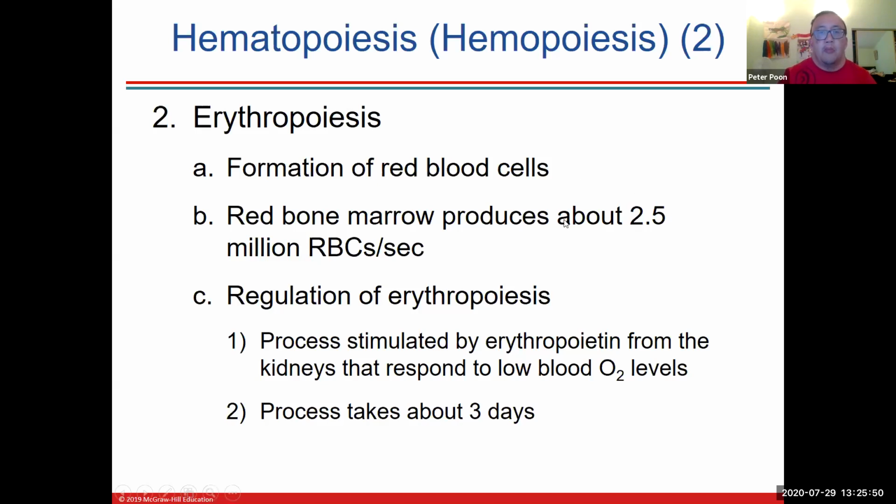Your red bone marrow produces about 2.5 million red blood cells per second. So think about how much that actually is. And that's also how much you lose every second. Regulation of this: this is stimulated by EPO, erythropoietin. Your kidneys measure the amount of red blood cells coming through, and they respond with EPO.